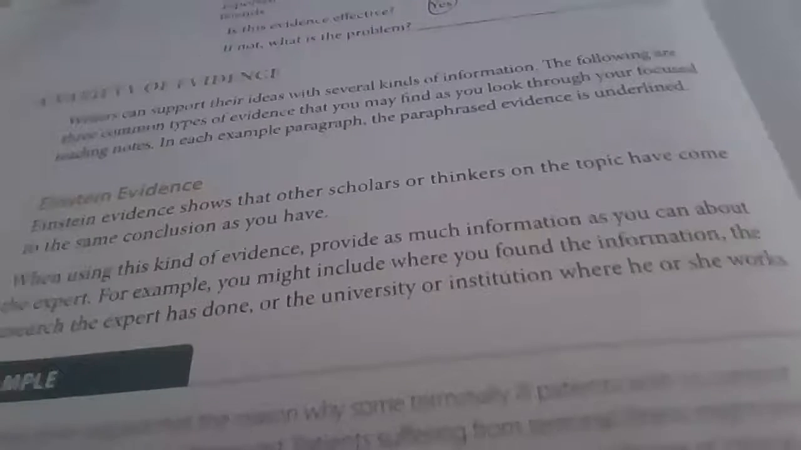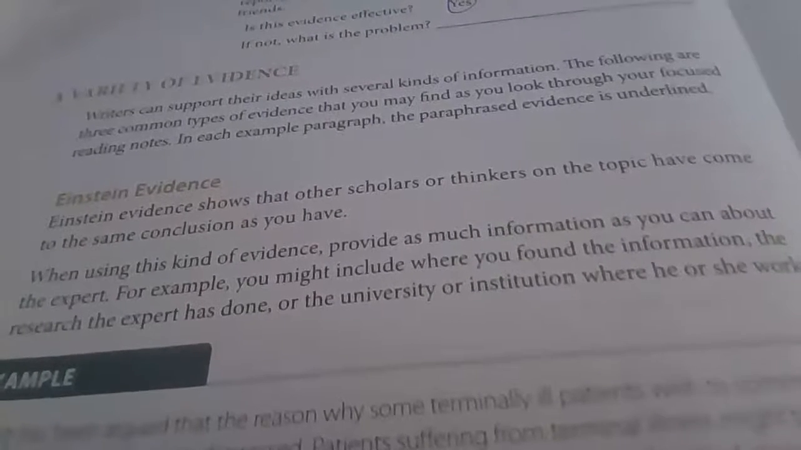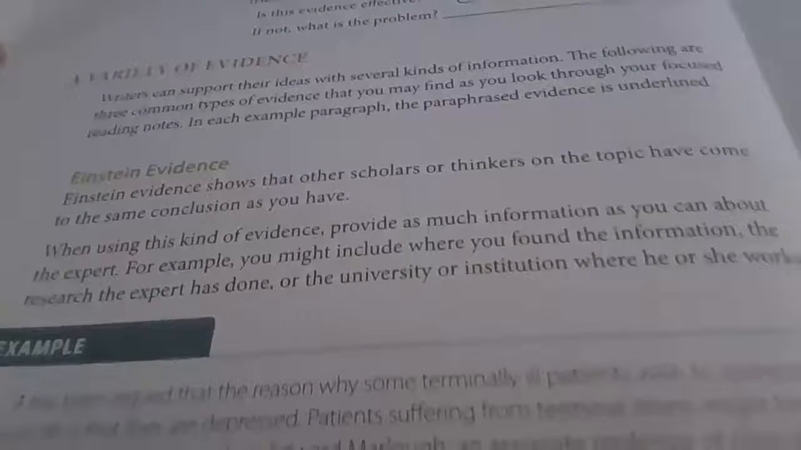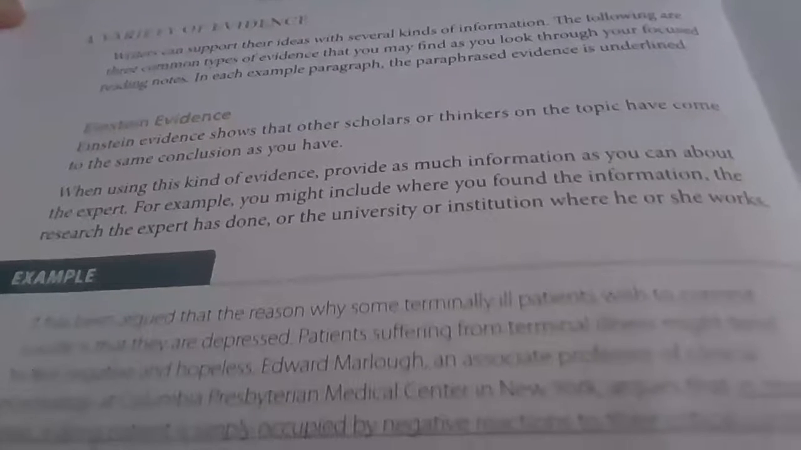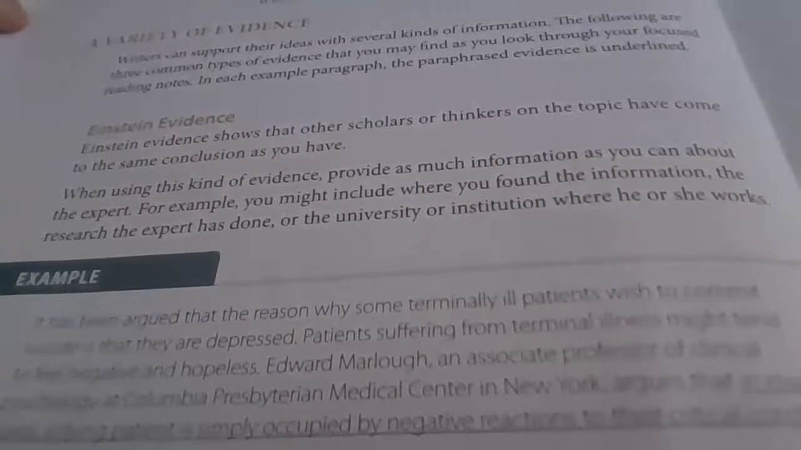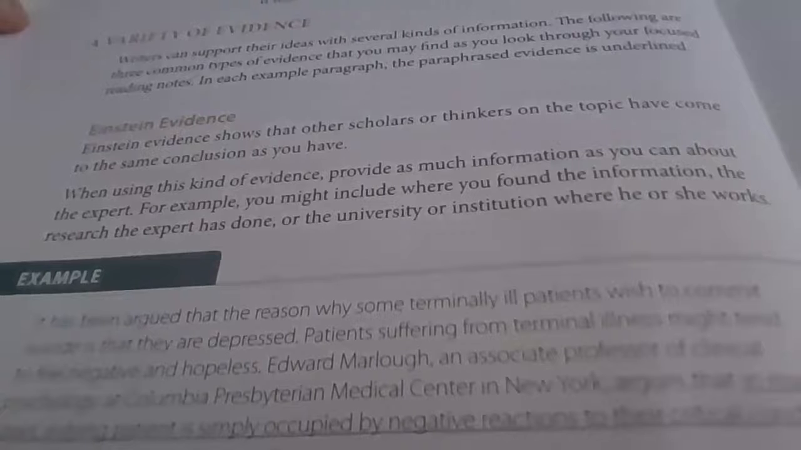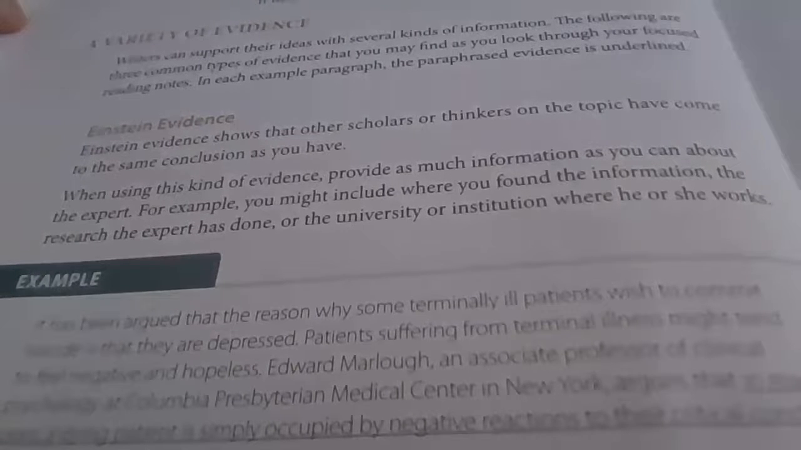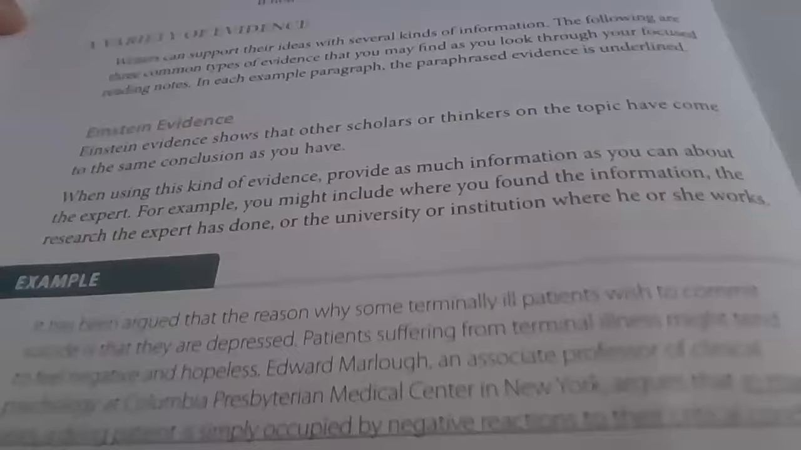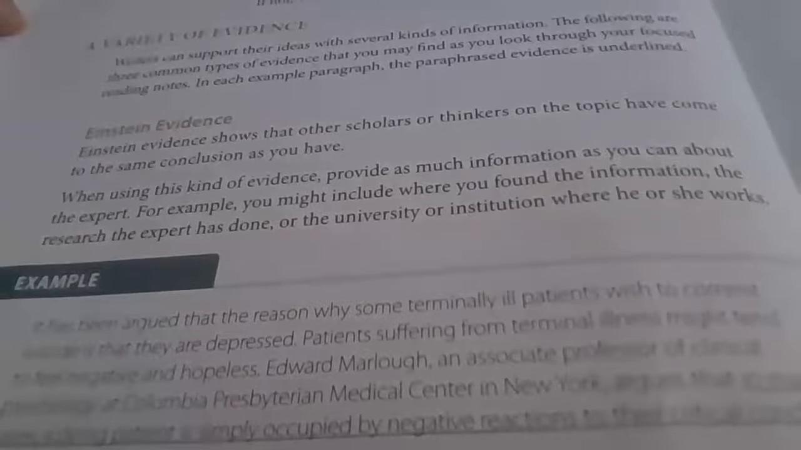Okay, and this third point here, variety of evidence, I'm going to explain a little bit. We can use different types of evidence. The first type, the book calls expert evidence, shows that other scholars or researchers or scientists have come to the same conclusion. This is what we talked about in class as, sorry, I'm blanking out, ethos, credibility. Like, you don't have to believe me, believe this group of scientists and researchers and this university, right?